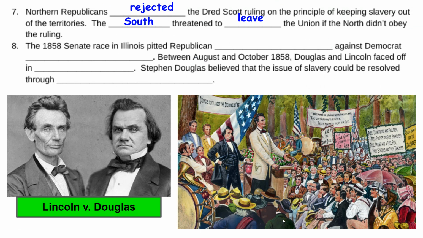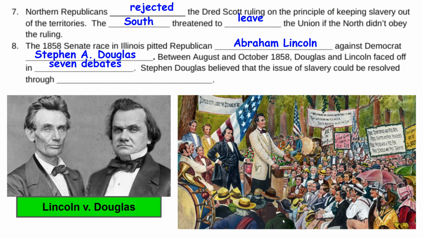In 1858, we got a major Senate race in the state of Illinois that pitted Republican Abraham Lincoln against Democrat Stephen A. Douglas. There is going to be a number of debates between these two in August and October of 1858. Sometimes we call this whole notion of these debates stumping. In other words, you're going around, telling people your beliefs and you're debating one another, but you're also campaigning at the same time. But they faced off in 7 debates.